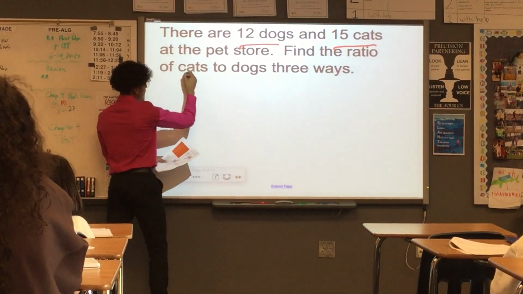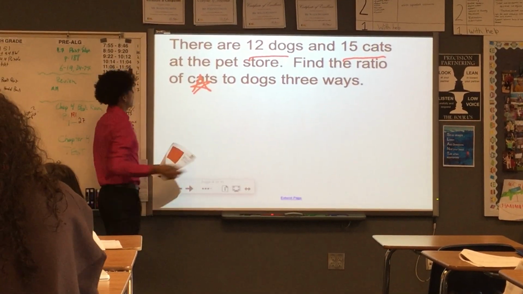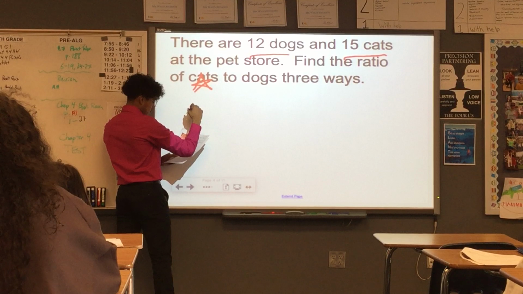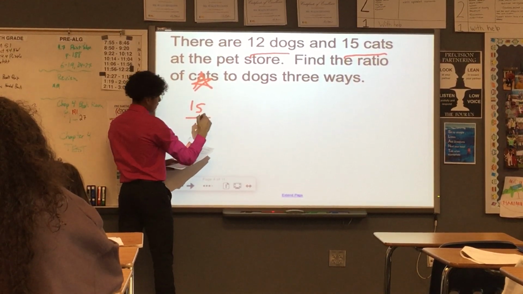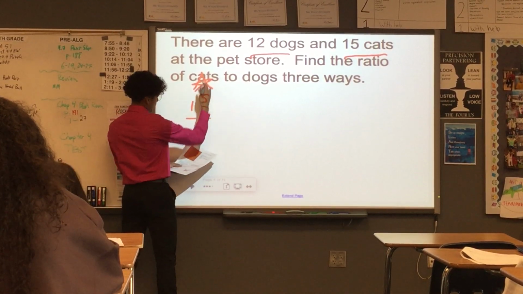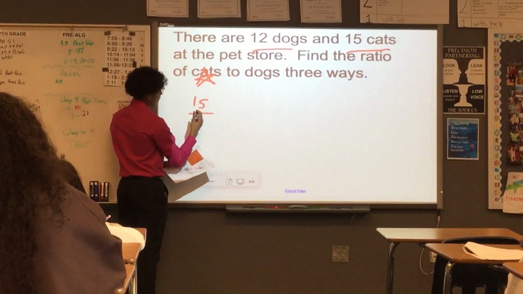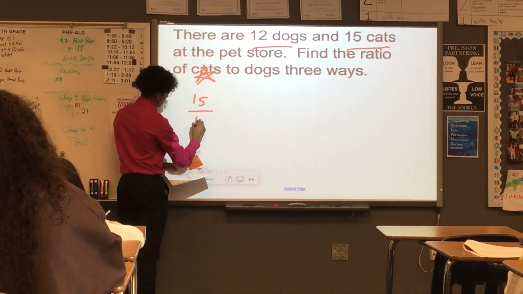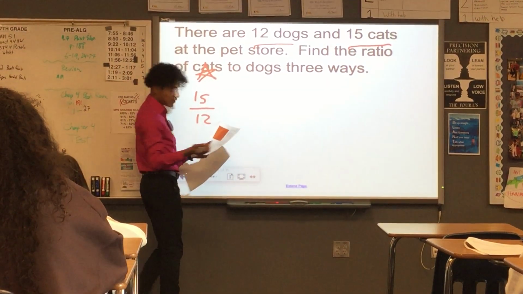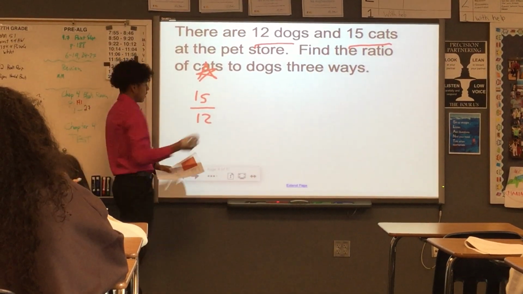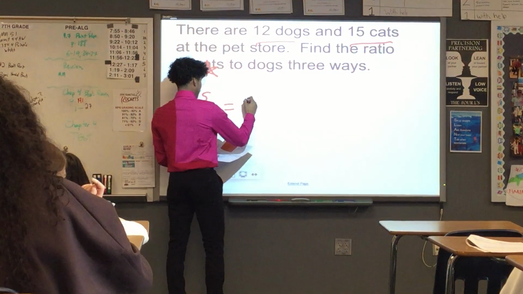So they want us to find the ratio of cats to dogs. The cats comes first, so let's put a star on that, which means that's going to go on top. So we're going to have 15 on top and the other number on the bottom, because the cats come first. So we have 15 cats and 12 dogs. So that's going to be our ratio, but we can simplify this, right? Anybody know what this would be? 5/4. 5/4, good job. Okay.